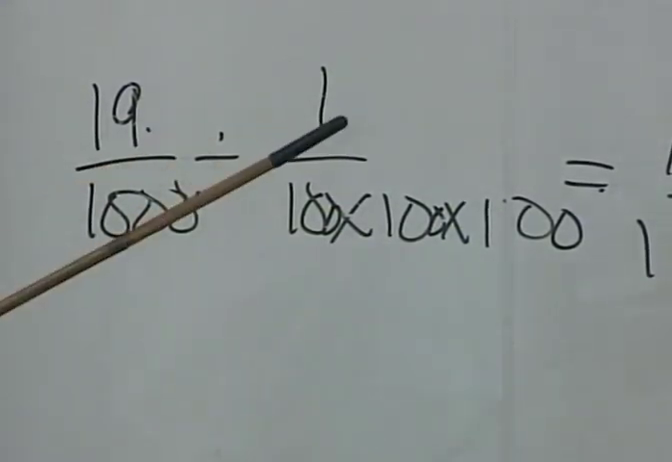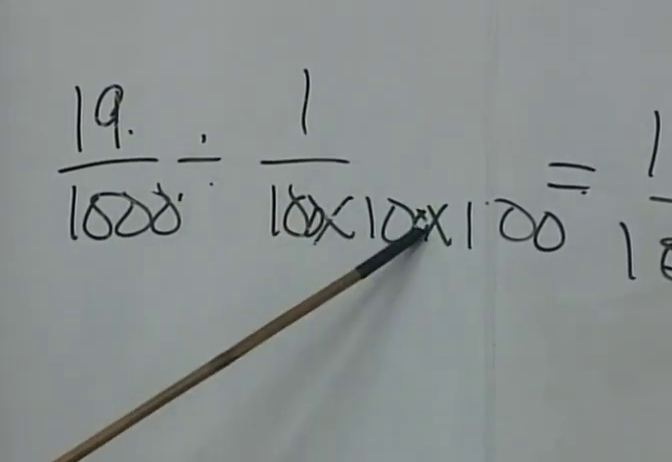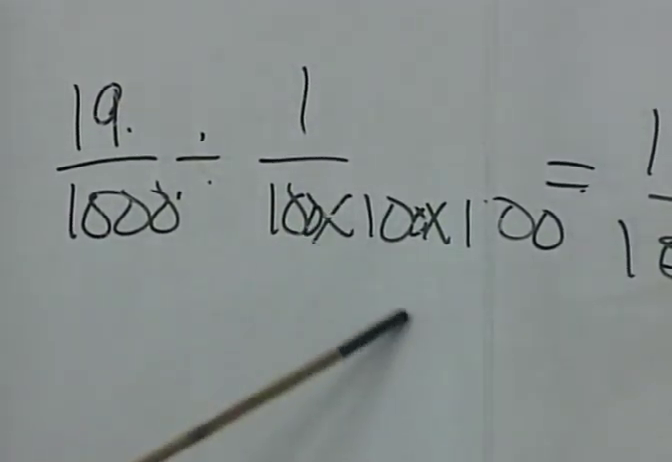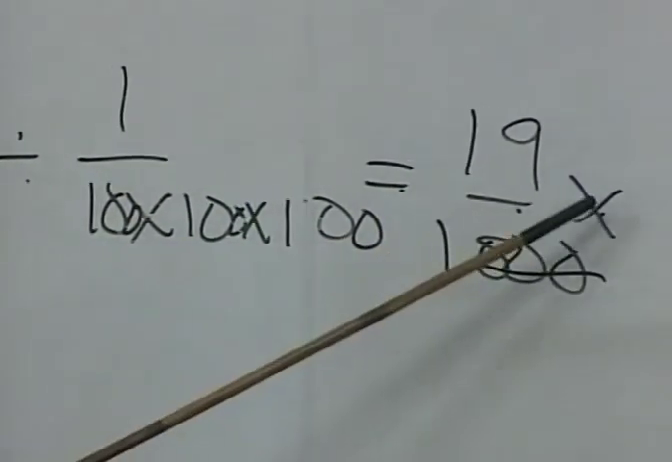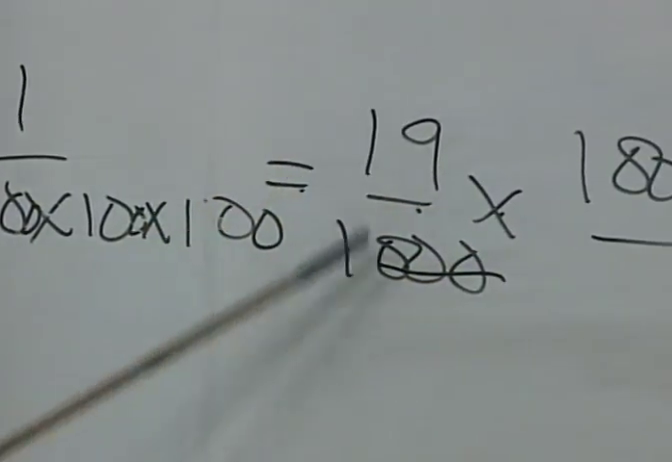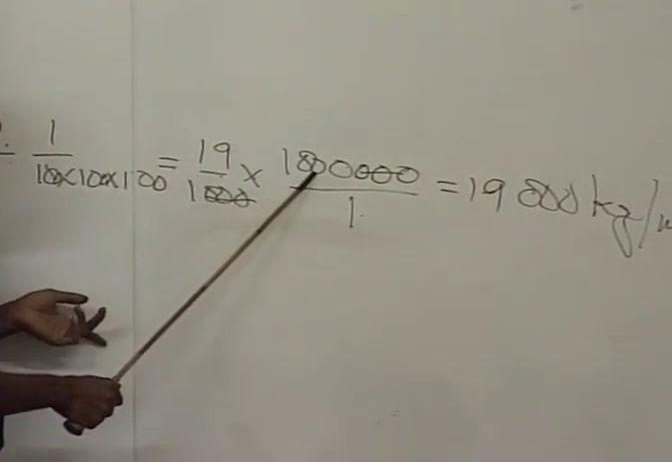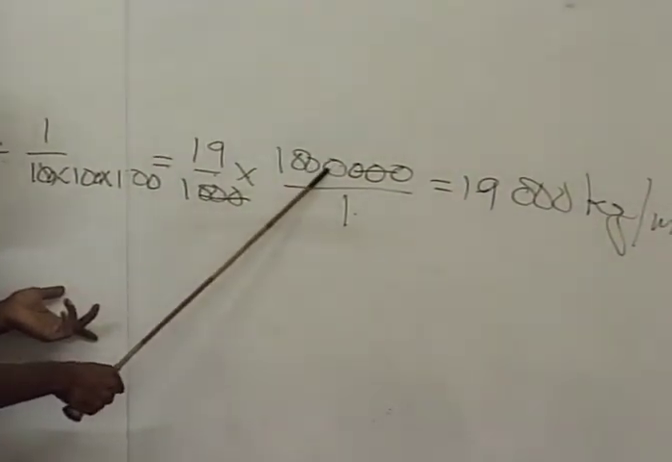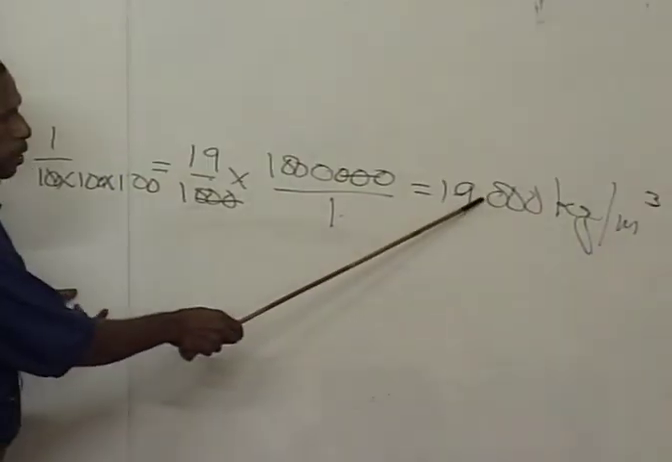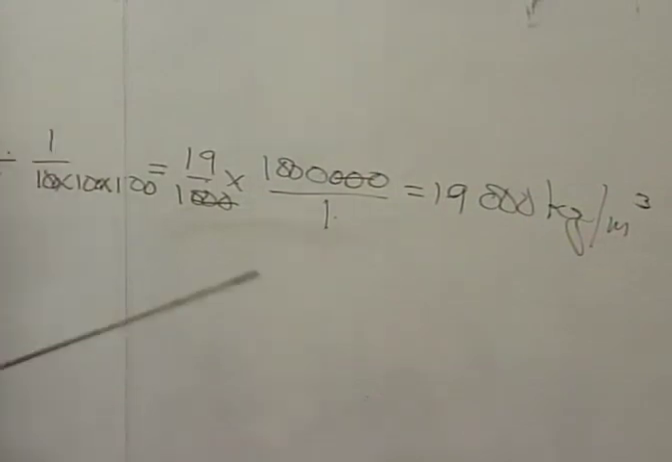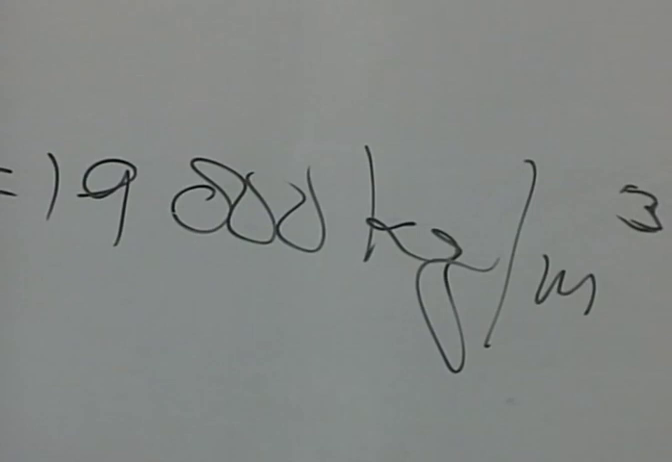You are trying to change that to meters, so it'll be 100 times 100 times 100, because 100 centimeters equals 1 meter. So you make that the reciprocal of this one, that is 19 over 1,000, times this one, which gives you about 1 million. So you cancel this: 19 times this 1,000 will be 19,000 kilograms per cubic meter. So that information is quite correct. You just go through and then finish.